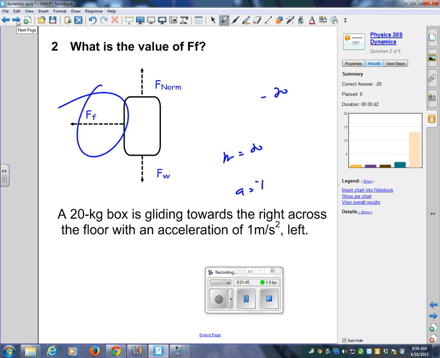Say that again? No, F net equals FA plus FF. You add, it's the vector sum. It's just that the friction force is in the negative direction.